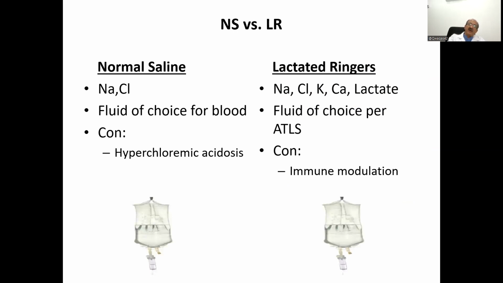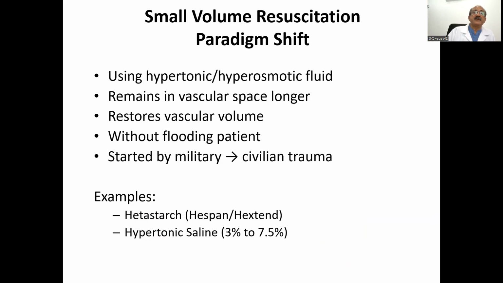Okay, you have maintained the IV line. Then what should be the choice of fluid, normal saline or Ringer lactate? Yes, you can give normal saline, but there is a danger of hyperchloremic acidosis. The good choice is lactated Ringer's because it contains sodium, chloride, potassium, calcium, lactate. This is the fluid of choice, and in ATLS, we can go for Ringer lactate.